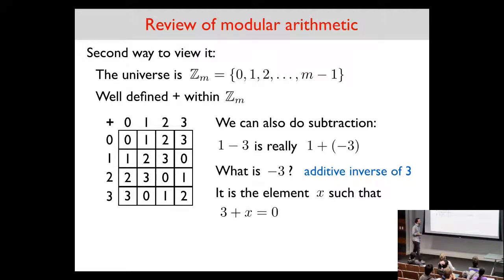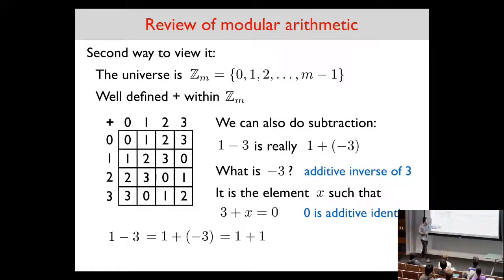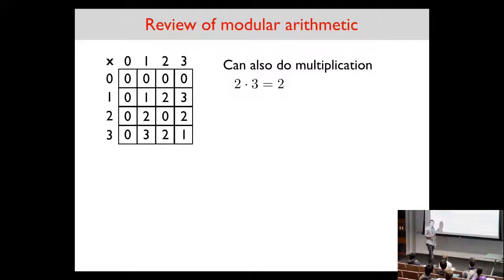So an additive inverse is the element x such that 3 plus x is equal to 0, and 0 happens to be the additive identity, right? If you look at this table, what is x such that 3 plus x is equal to 0? Well, it's 1, right? So again, 1 minus 3 is 1 plus minus 3, which is 1 plus 1, because minus 3 is 1, and that's equal to 2. And you can see every element has a unique additive inverse, and things are nice as we expect them to be.